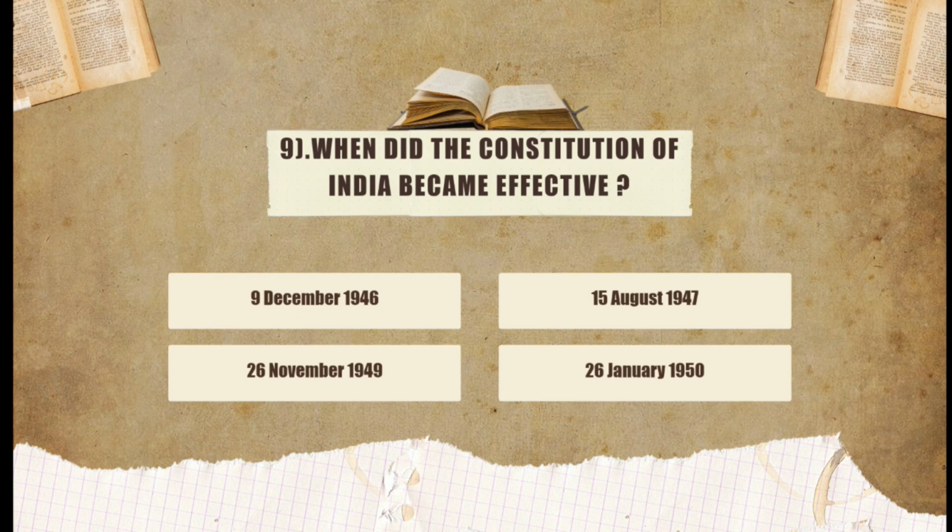And the correct answer for question number 9 is that the Constitution of India became effective from 26 January 1950. And if someone asks you when the Indian Constitution was adopted, it was in the year 1949, 26 November, but it came into effect from 26 January 1950. Okay, next question, question number 10.